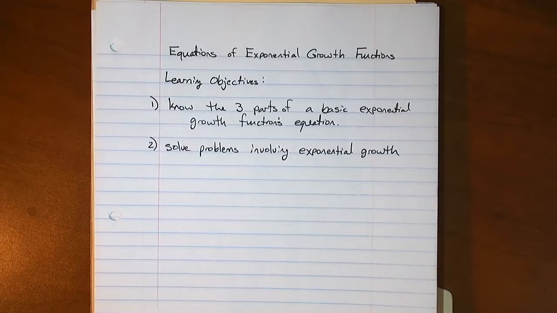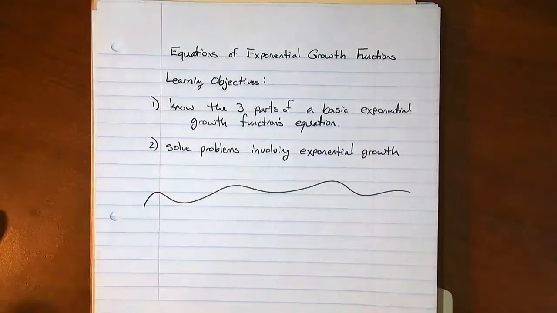There's only two learning objectives for this video. The first one is to know the parts of a basic growth equation. So recognizing what the three parts are, what they do, and how they work, that will help us to solve problems. And then that's our second learning objective, actually be able to solve a problem that involves exponential growth. So with this said, let's get started.